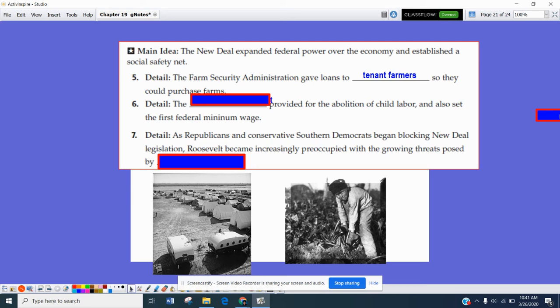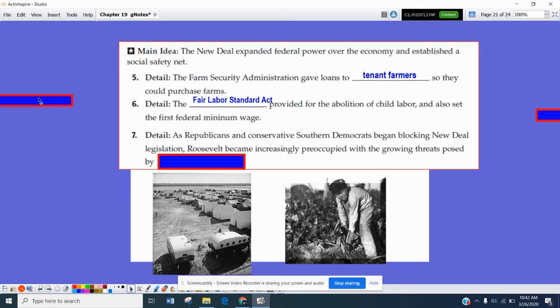But the land itself was not necessarily land that was known for yielding bumper crops or anything like that. Another thing that expanded the power was the Fair Labor Standards Act. This act, for the most part, was passed in 1938. And one of the things it was known for is the abolition of child labor.